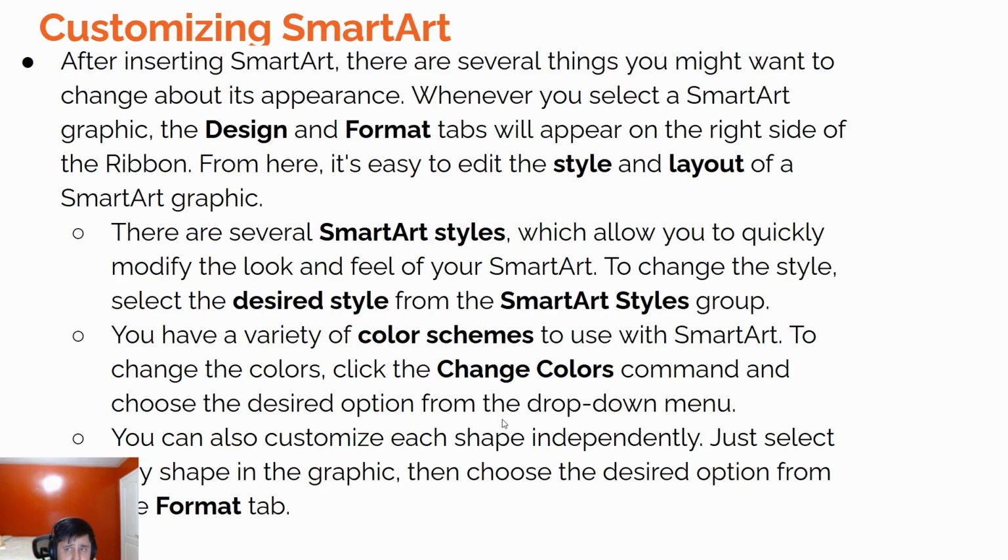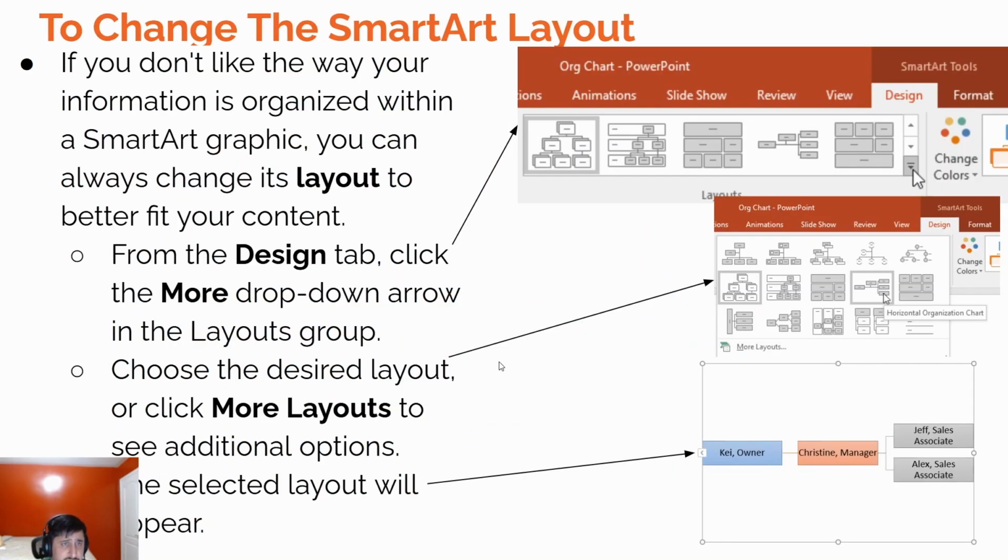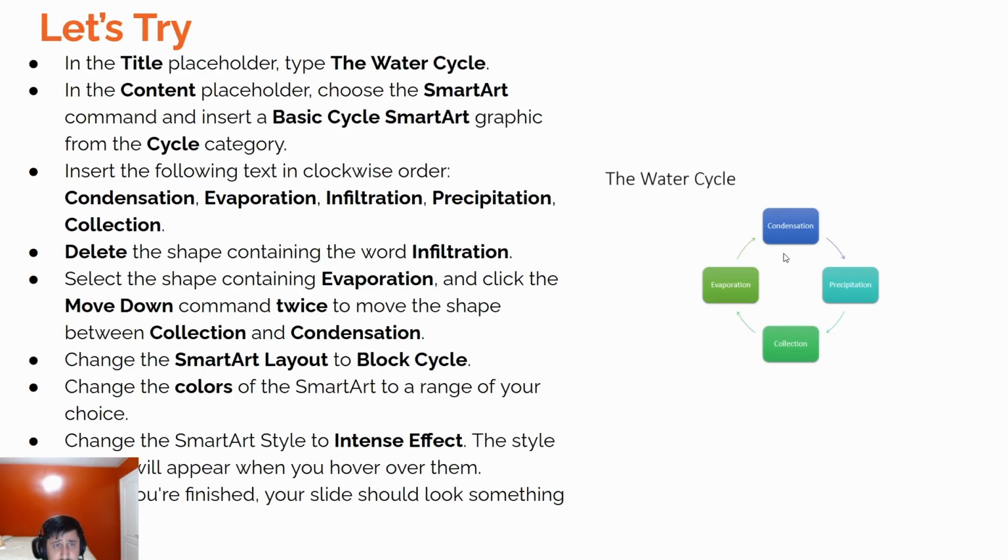From here, it's easy to edit the style and layout of the SmartArt graphic. There are several SmartArt styles which allow you to quickly modify the look and feel of your SmartArt, and to change the style, select the desired style from the SmartArt styles group, and we can choose, right? It's no different than any other object in terms of customizing it. We can also change the layout by clicking on design and then going to layouts, right? And then we have a bunch of different manifestations of layouts that we can choose from and make that change.